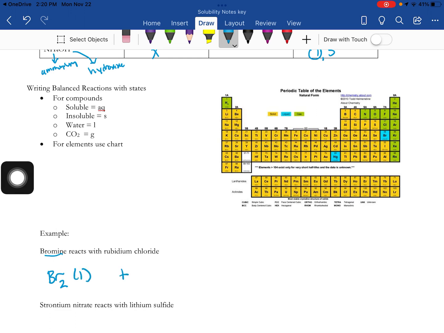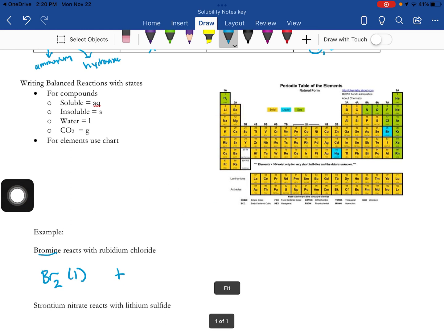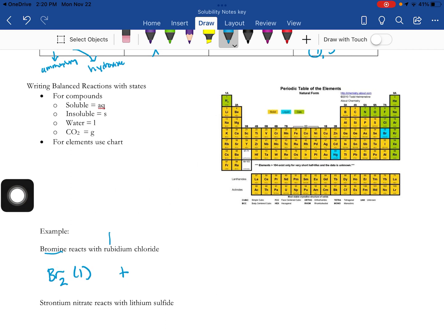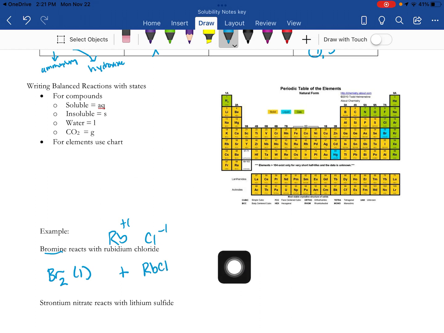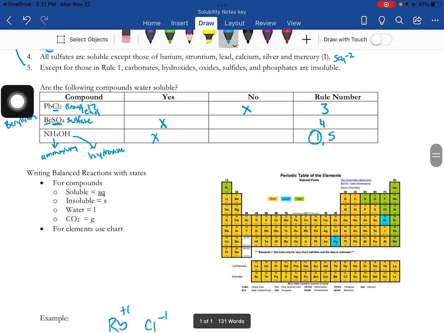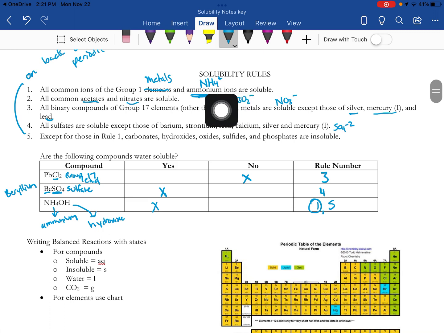Plus rubidium chloride. So rubidium is right here. That's in group 1, so it's plus 1. Chloride is in group 17, and it's minus 1. So we will combine them. So RbCl, because they're both 1s. And then because rubidium is in group 1, it's soluble. For soluble, we're going to write AQ.